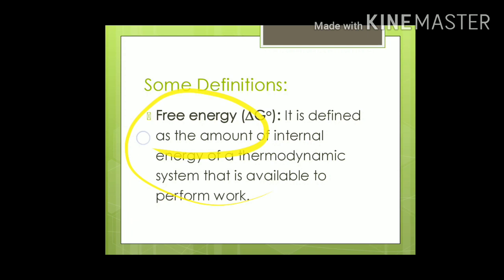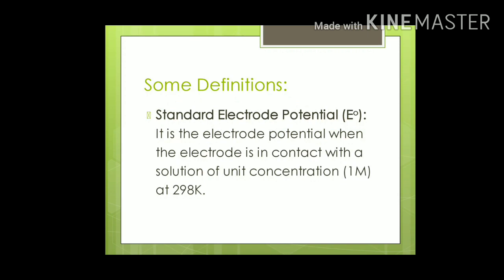Okay, got it. Now standard electrode potential. We have seen about electrode potential: the potential developed when a metal is dipped in its own ionic solution. Same here, the metal is dipped in its own ionic solution, but the solution has 1 molar concentration and the temperature is 298 Kelvin. That is called standard electrode potential, written as E naught. It is the electrode potential when the electrode is in contact with a solution of unit concentration, 1 molar, at 298 Kelvin, at standard condition. At normal condition, whatever potential is developed at any concentration and any temperature is the electrode potential, written as E, and E naught is our standard potential.